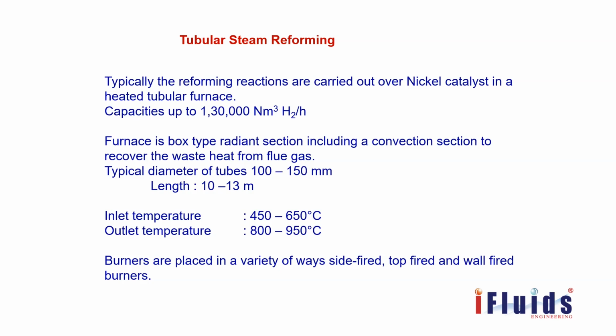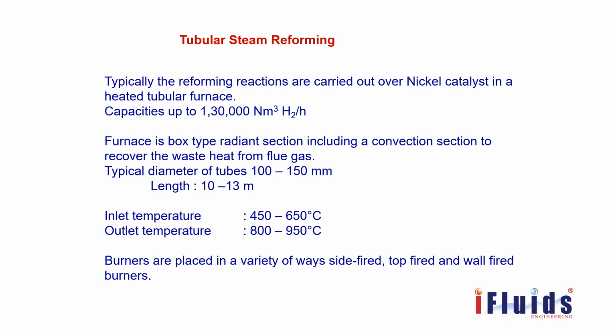Typical reforming reactions are carried out over nickel catalyst. This is a nickel catalyst in a heated tubular reformer. In the tubular reformer, the catalyst is filled inside the tube, and through the available void space between the catalyst particles, the feedstock gas is passing. When it passes through the tubes, the reforming reaction takes place. The capacity of hydrogen units is up to 130,000 Nm cube of hydrogen per hour. Even higher rates are also available.